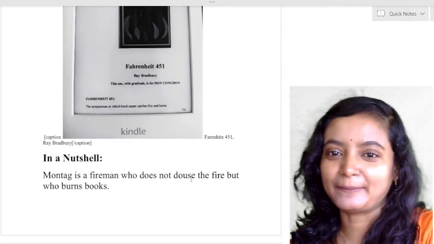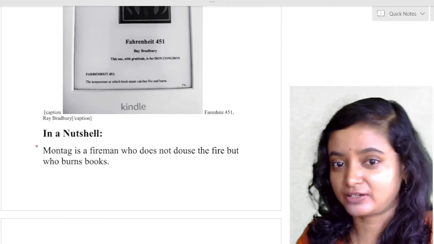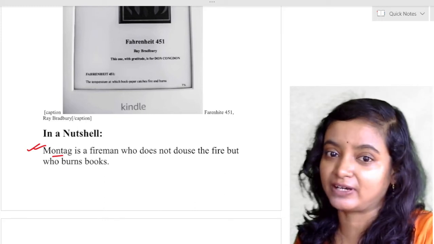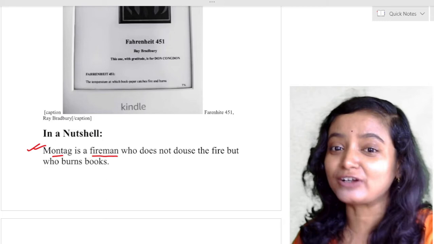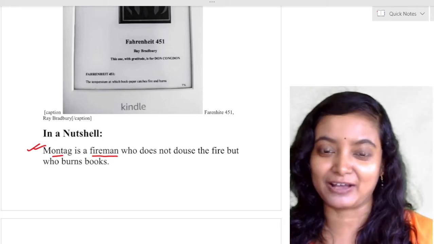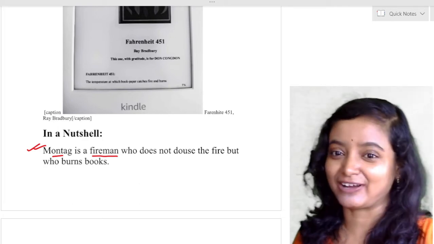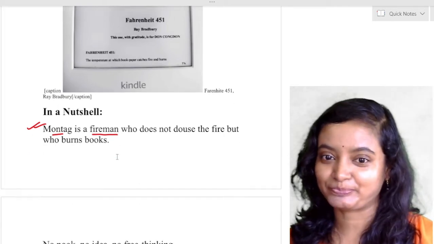And now we will have a look at the storyline. Montag is the protagonist here. And what is Montag? He is a fireman who does not douse the fire but who burns books. So Montag is a fireman, but not in the sense we understand a fireman who douses fire, wherever there is fire, just going and dousing it. But Montag is a fireman in the sense that he burns books.